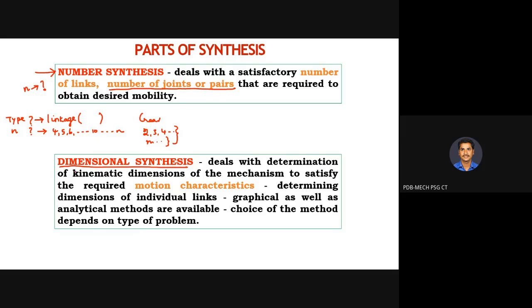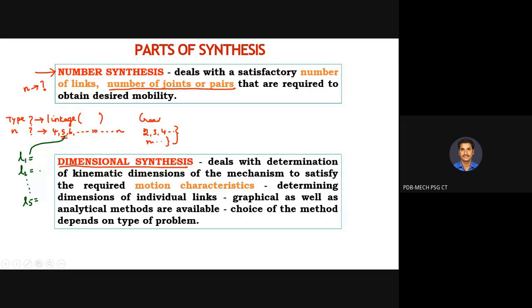So dimensional synthesis: you know what mechanism you are going to use, how many links you are going to use, and now what are all the dimensions. Suppose in a linkage type you are going to use 5 links, and the dimensions of those 5 links are L1, the length of link 1, L2, the length of link 2, and so on up to L5. You identify only the length, because we are highly concentrating on motion characteristics. For motion characteristics we need only length. Other geometries like forms need not be required from a kinematics perspective.